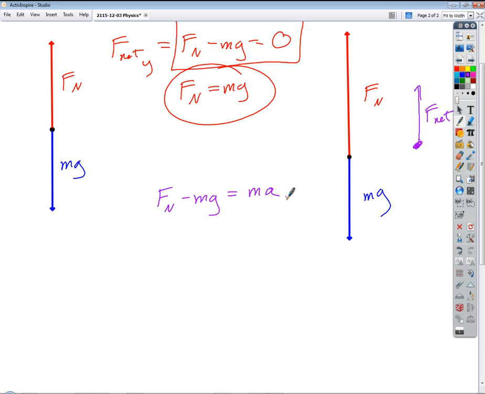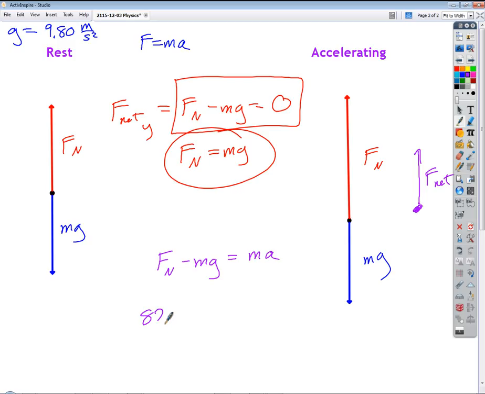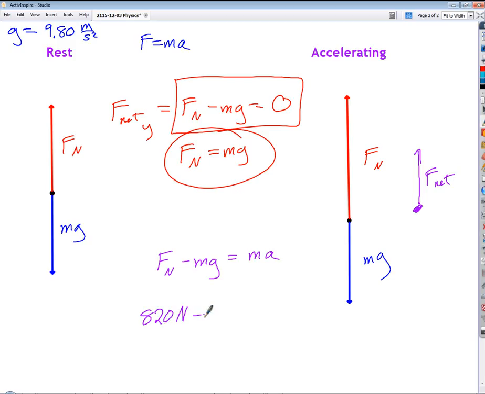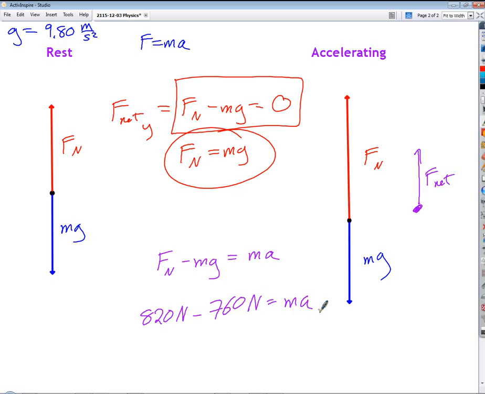What is the normal force that's acting when we're moving upward? 820. Okay, so this is 820 minus mg, which is 760, isn't it? If I just knew my mass, I could solve that, couldn't I? Right? Can I find my mass? I can. Right there, can't I?